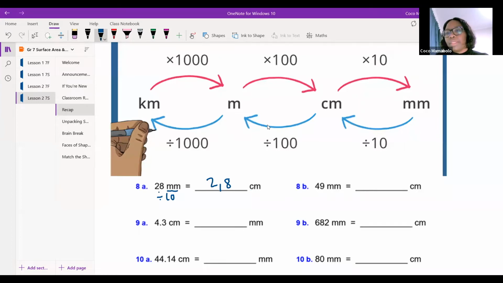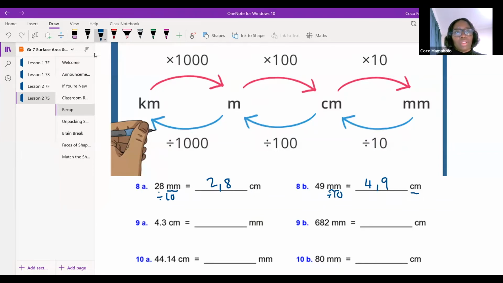All right, Buhle, let's do the next one. Are you ready? Yes, ma'am. Excellent. I'm going from millimeters to centimeters. What do I need to do? You're dividing by 10. Excellent. So what's 49 divided by 10? 4.9 centimeters. Well done, Buhle. Amazing.